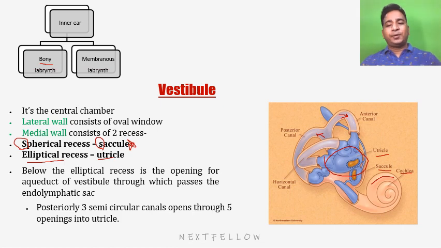And below this elliptical recess, that is below the utricle, there is a duct which is known as the endolymphatic duct, which connects to the endolymphatic sac. So there is an opening next to the utricle connecting to the endolymphatic system. And this utricle posteriorly is connected to the three semicircular canals. What are these? Posterior semicircular canal, horizontal semicircular canal, and superior semicircular canal.